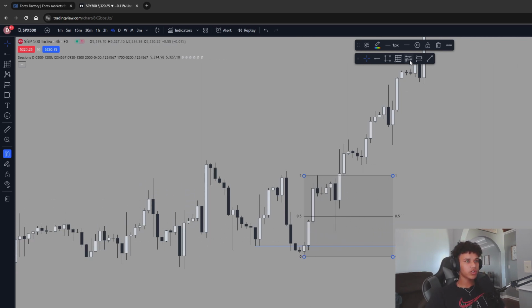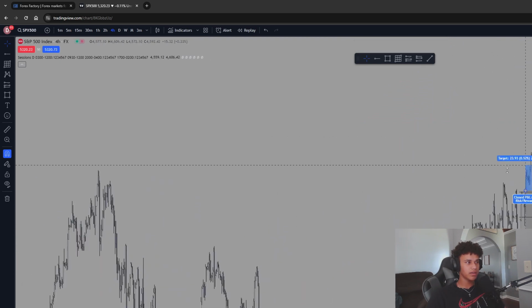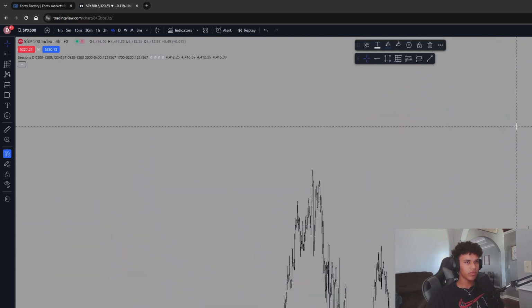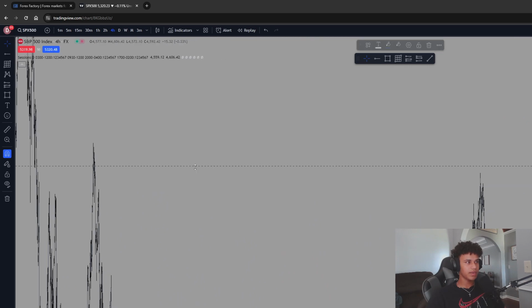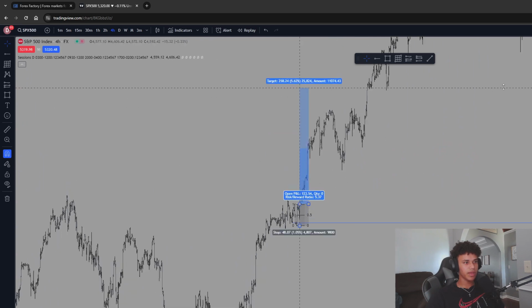Then it breaks structure right here. So this would be my long position. I'll put my stop below the low and target any previous high. You could target this, but probably not. That's a bad risk reward. But this would be a great target right here, 1-to-1 risk reward. And you can see it goes all the way up depending on what you want to target.